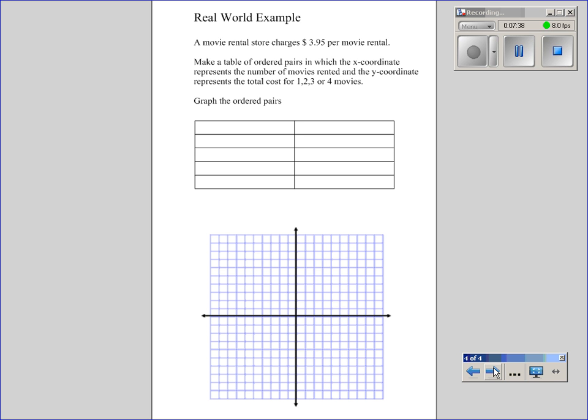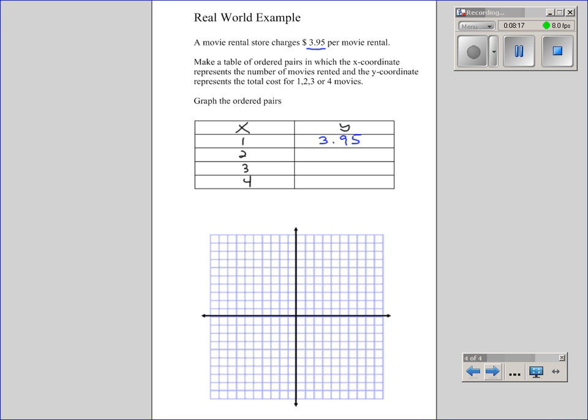Okay, you see your table is blank. So what we need to do in there is, first of all, set our x and y. Now x represents the number of movies rented, and we're going from 1 to 4, so we'll just mark 1, 2, 3, 4. Now what we need to fill in is our cost. The cost for one movie, we know per movie is at the very top, $3.95. So it's going to cost us $3.95 for one video.